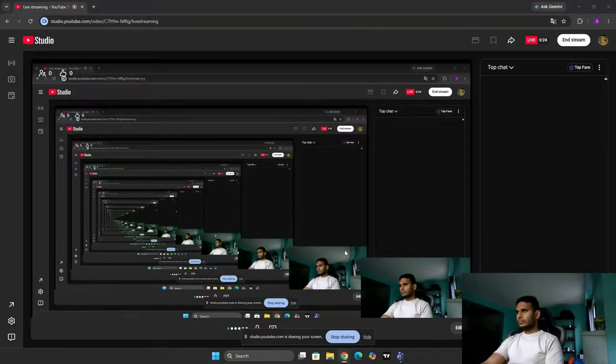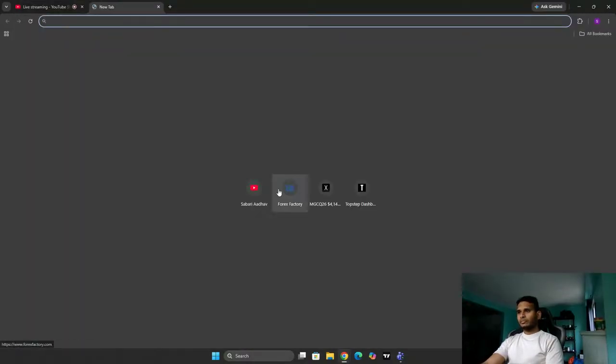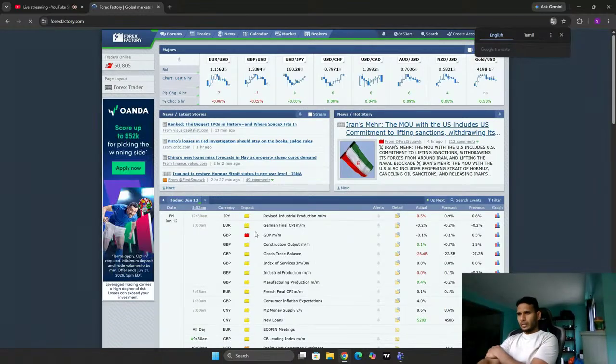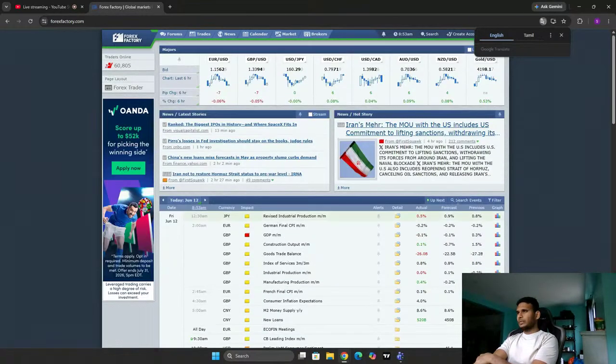Yes. Is there any data for today? Not much. Just a few orange folders.